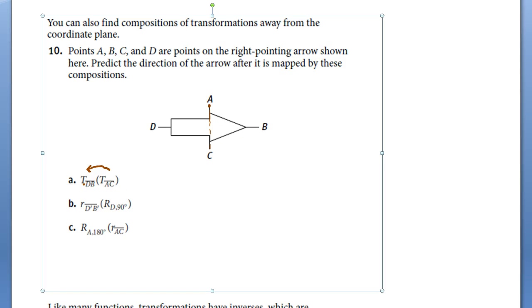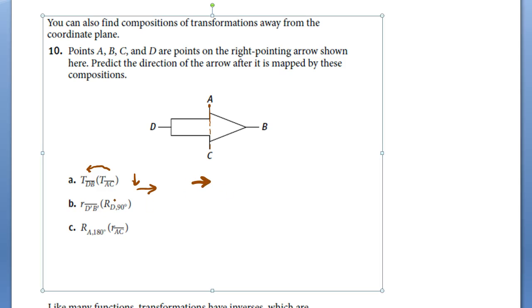And then we want to slide it along segment DB. Well, segment DB goes from here to here, so it's like sliding it to the right. Sliding it down, sliding it to the right does not change the direction that the figure points. So I think it's still going to point to the right.